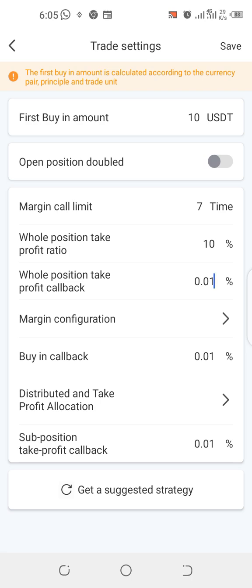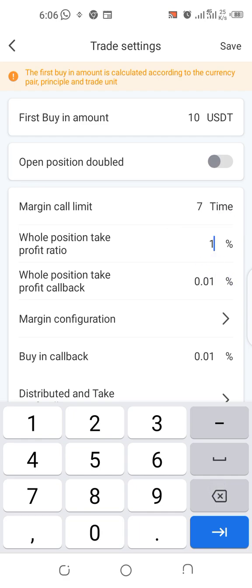But once it starts dropping from 0.99, maybe it drops to 0.989, it will quickly sell because I've placed whole position take profit callback at 0.01%. So whole position take profit callback should be a small fraction of your whole position take profit ratio. But I've noticed that anything less than 0.01 does not work. So it's 0.01 and above, maybe even 0.1.